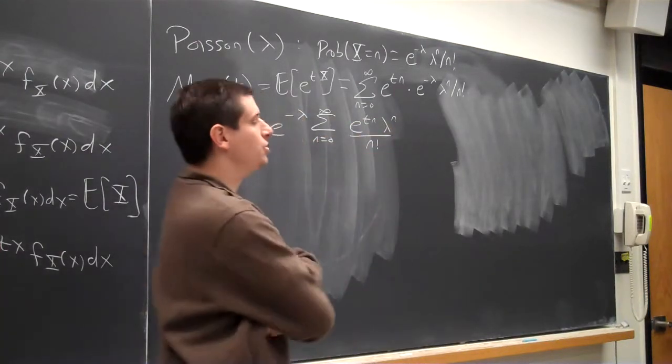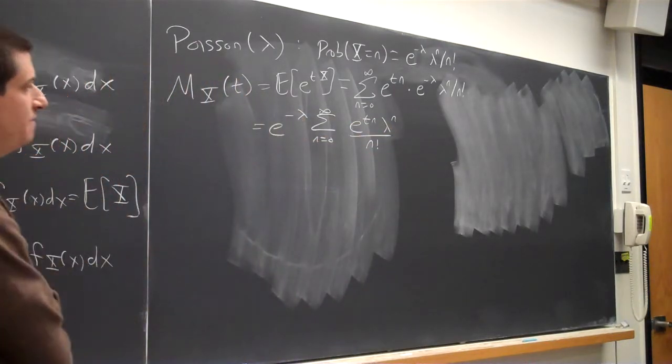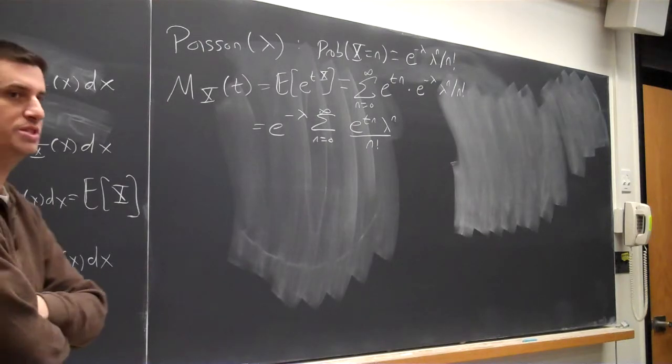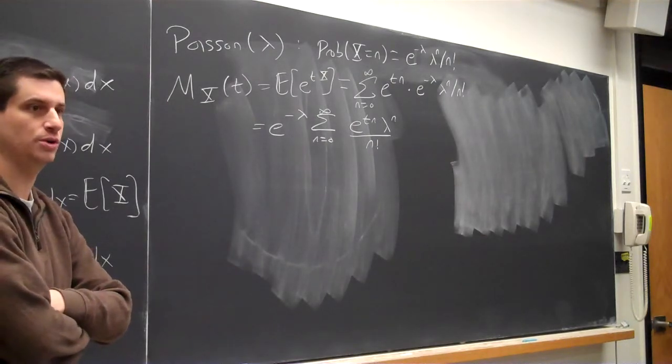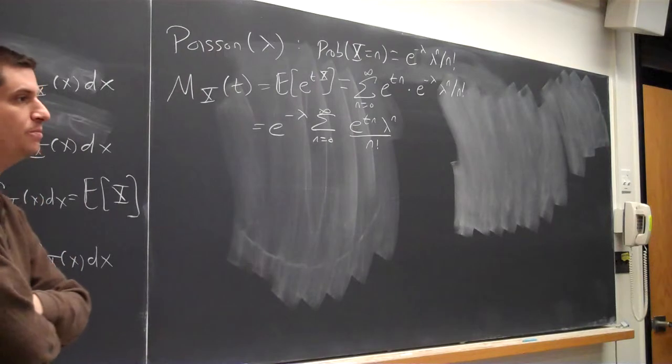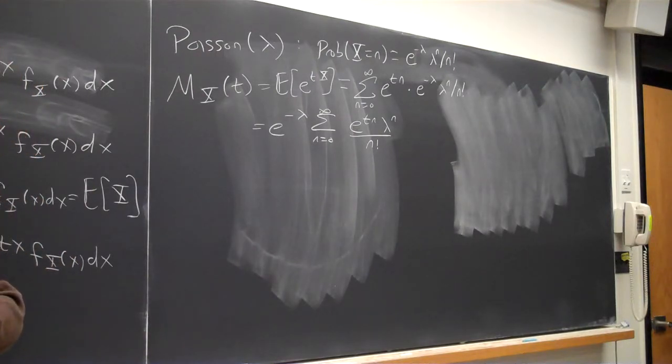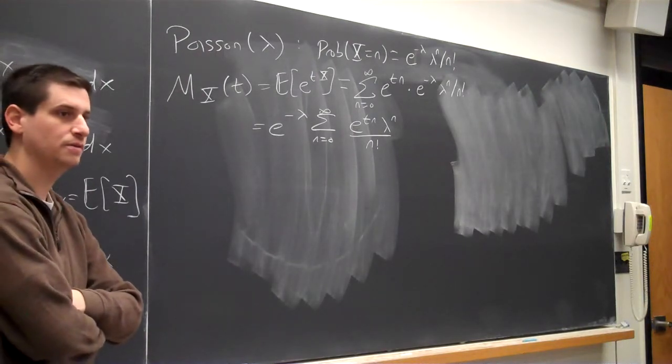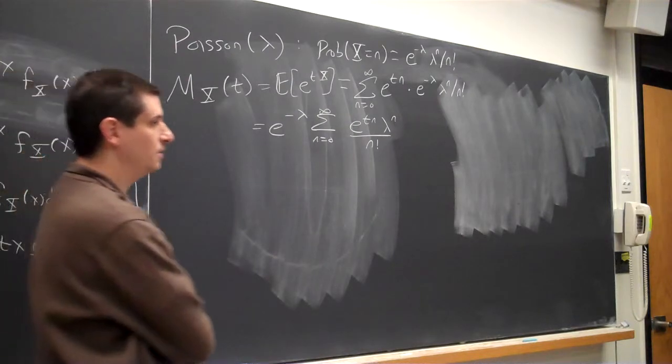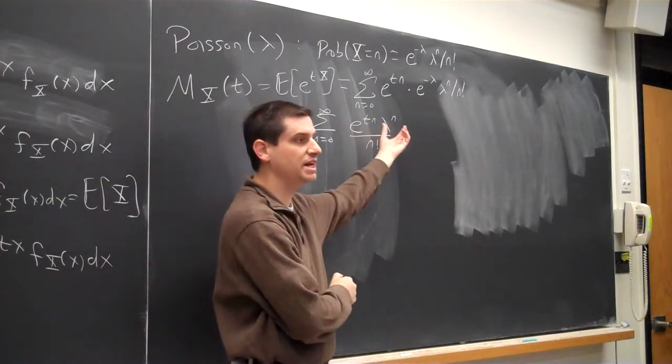So the question is, what does the factor e to the tn do? Is there any way to understand its role? Is there any way to combine things? We pulled out the e to the minus lambda. How should we handle the e to the tn lambda to the n?